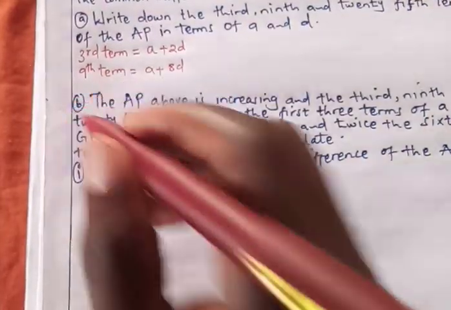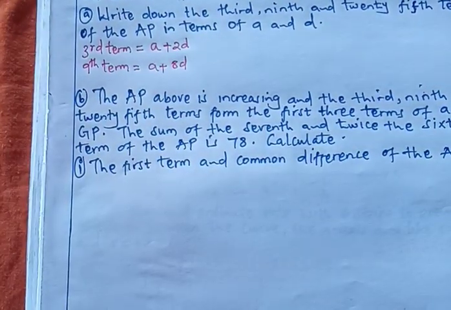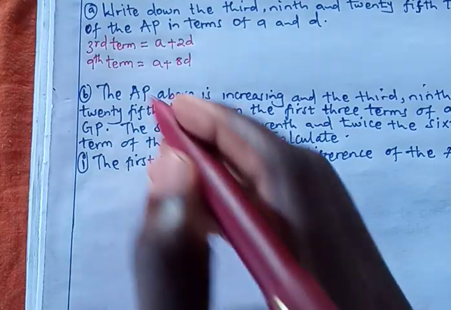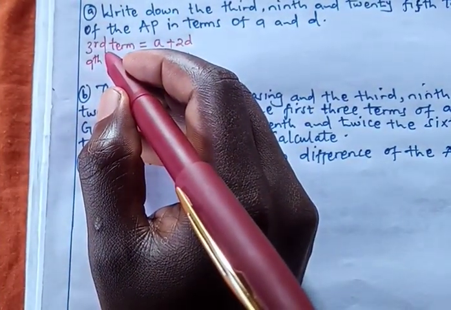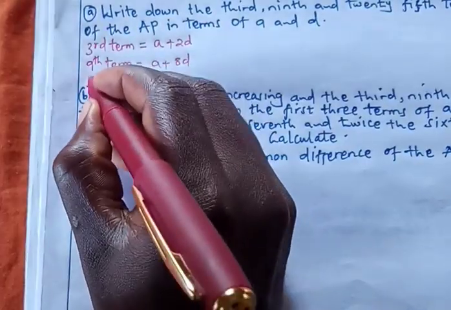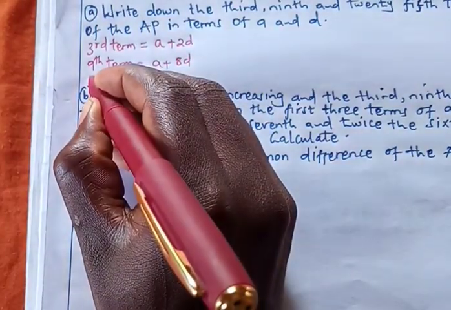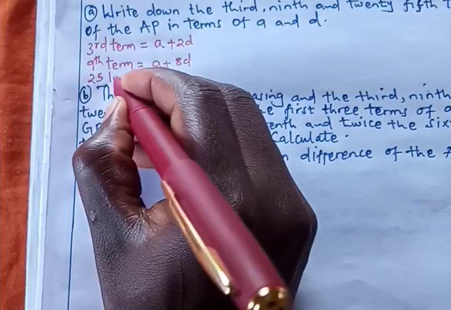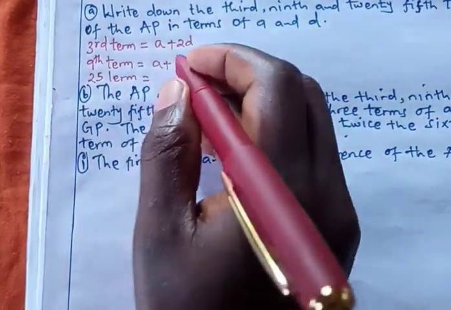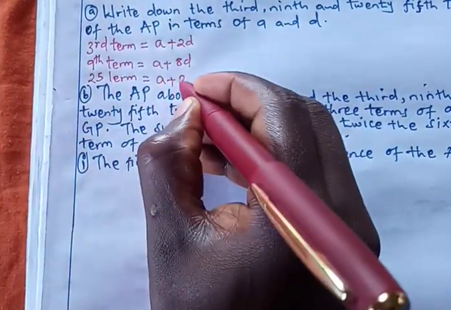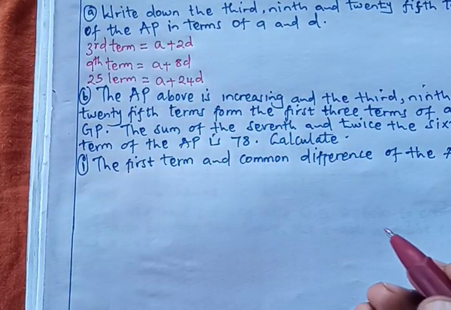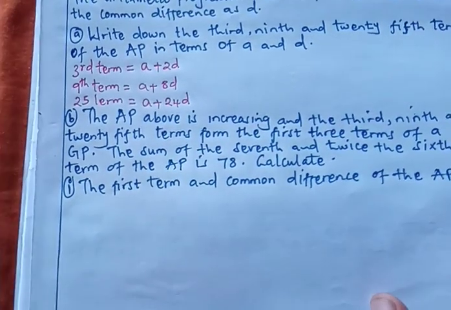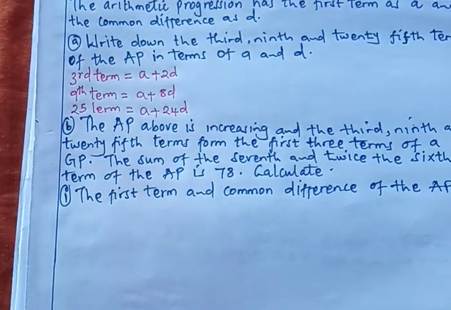We proceed to the next one, that is the 25th term. The 25th term is going to be A plus 24D. Now we are done with the first part. The first part is complete.